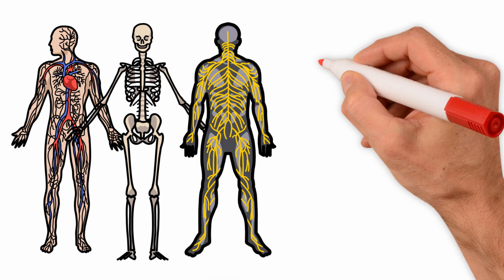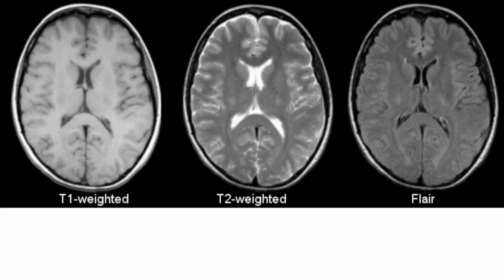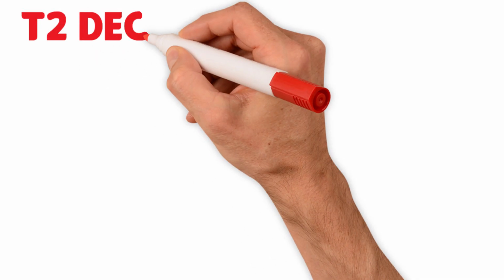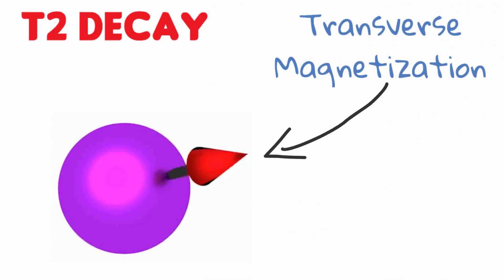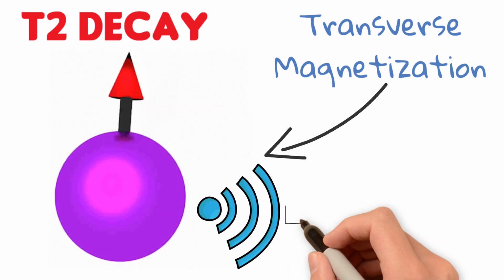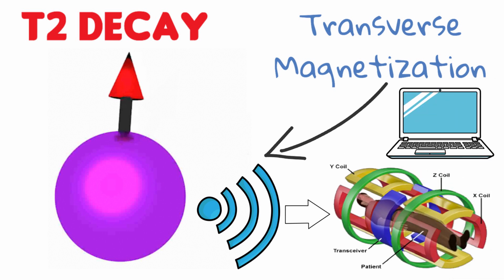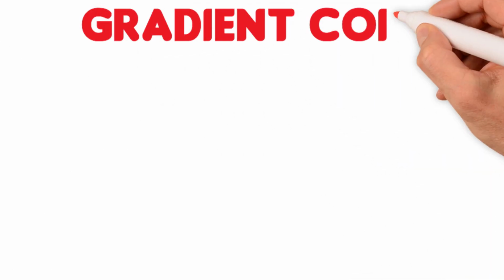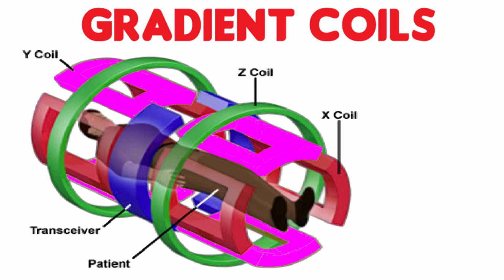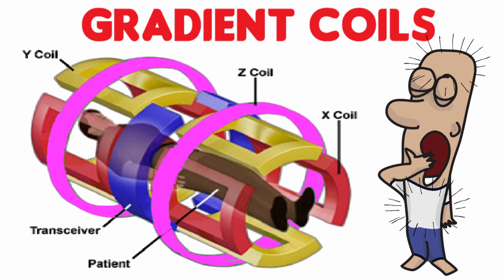Different tissues in the body have different T1 and T2 relaxation times. This allows us to distinguish them on MR images. This is called tissue contrast. During the T2 decay, the transverse magnetization releases its energy. This energy is emitted as an MRI signal. It is detected by the radio frequency coil and used by a computer to create an MRI image. 3 different gradient coils can be applied to vary the magnetization in space, in the X, the Y, and Z directions. This helps us to determine the location of the signal within the body.